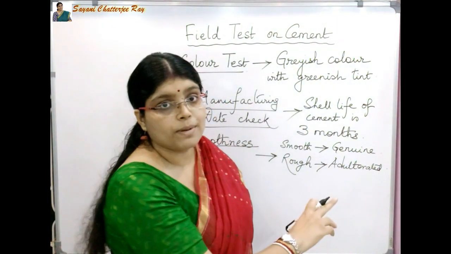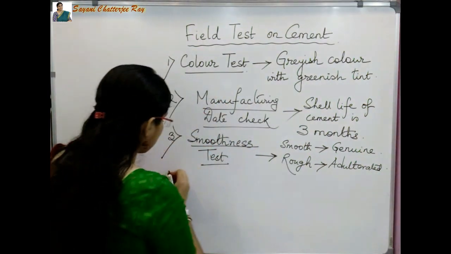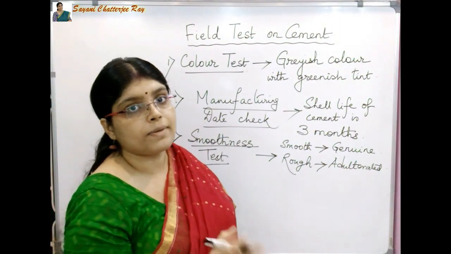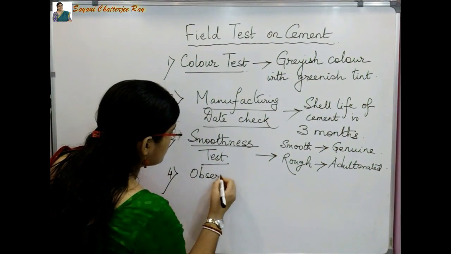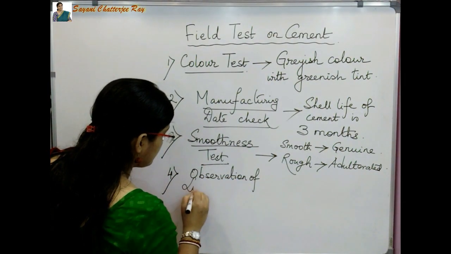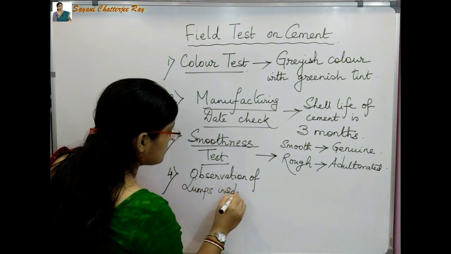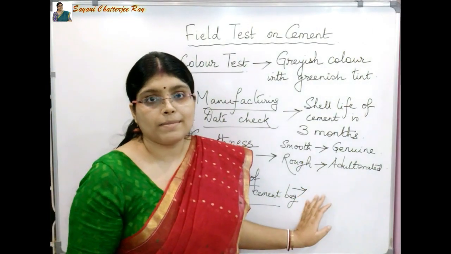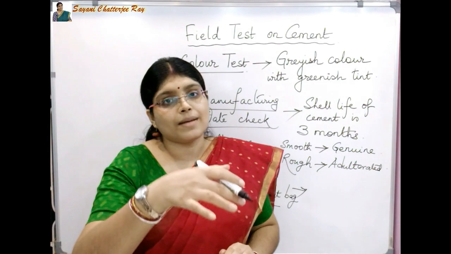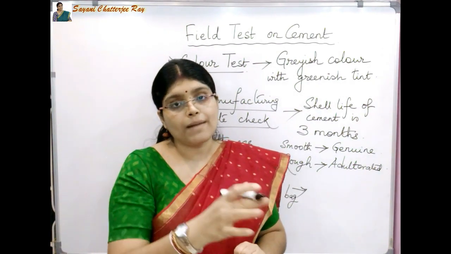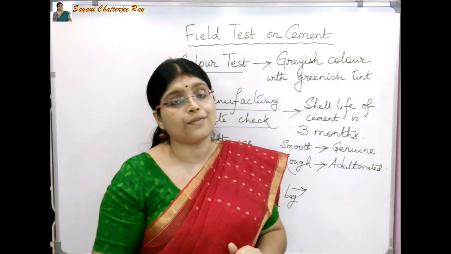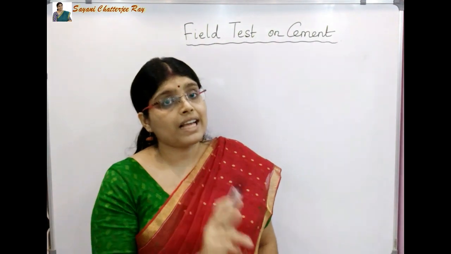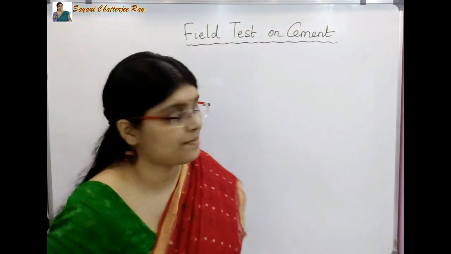The next test which has to be performed on cement at site is the observation of whether any lumps are formed inside the bag of cement or not. Now, if you open a bag of cement and immediately find some hard lump inside that cement bag, you can be sure that this hard lump of cement is formed due to absorption of moisture from the surroundings. Now we are going to see the next field test of cement which is performed at site.